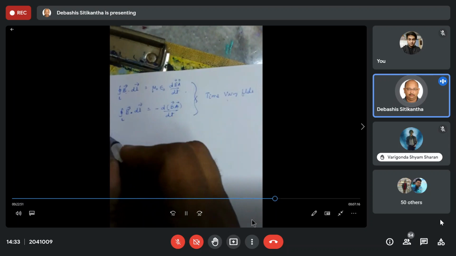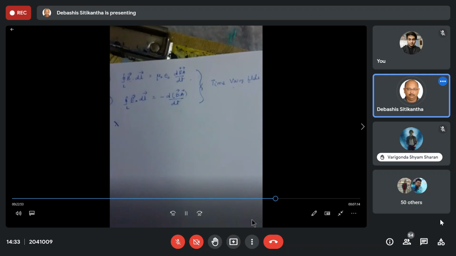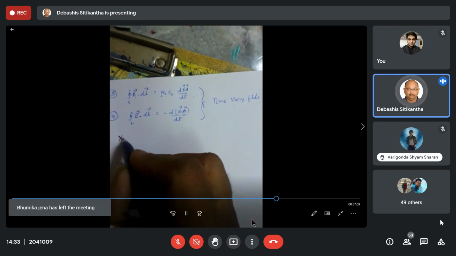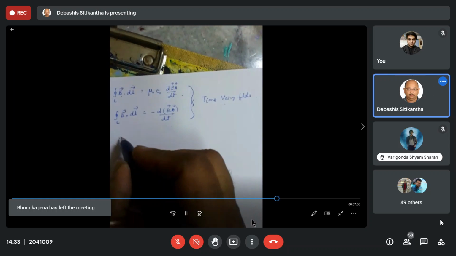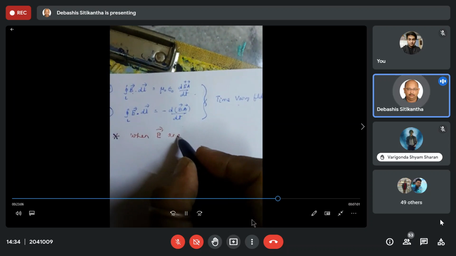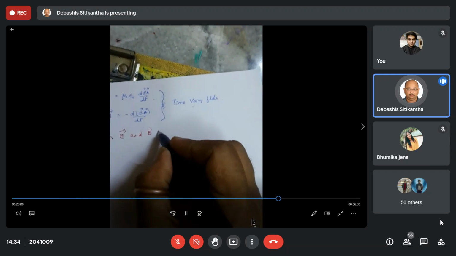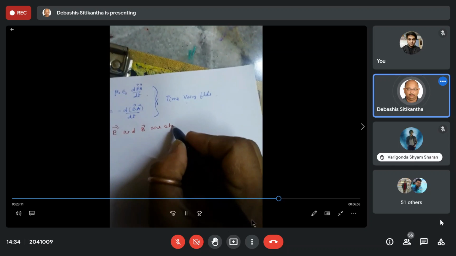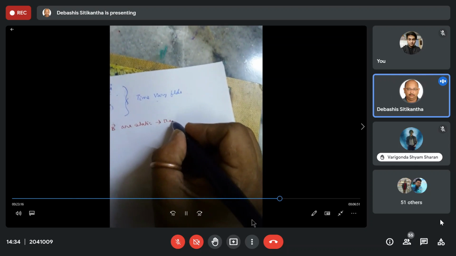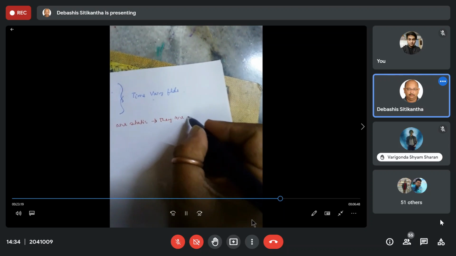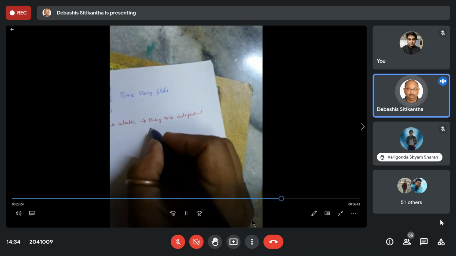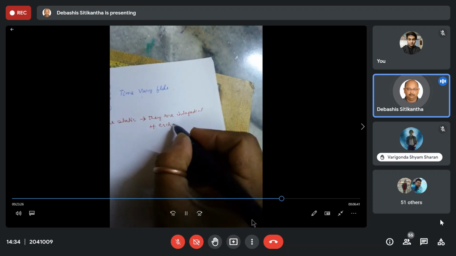The most important thing that we must remember throughout our life is that when the electric field and magnetic field are static, they are independent of each other. This is a very important thing.